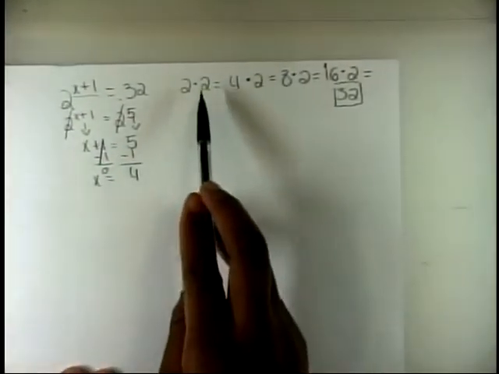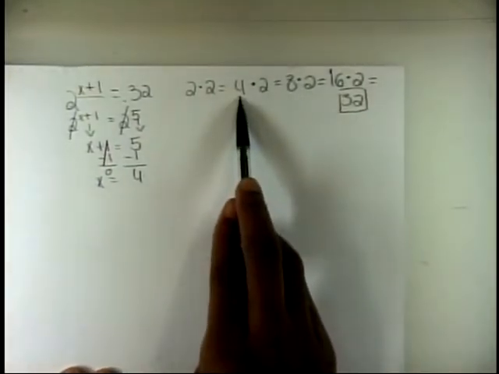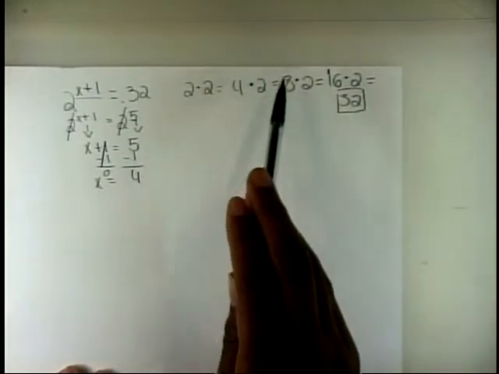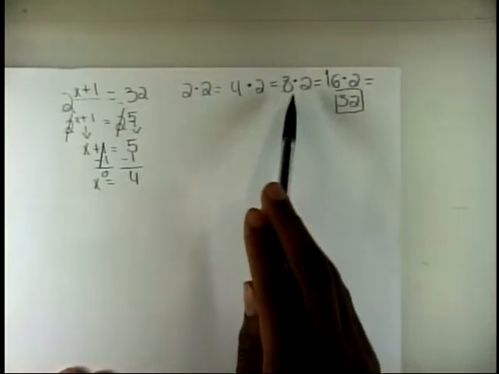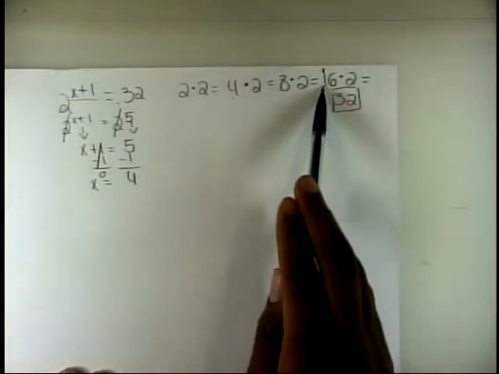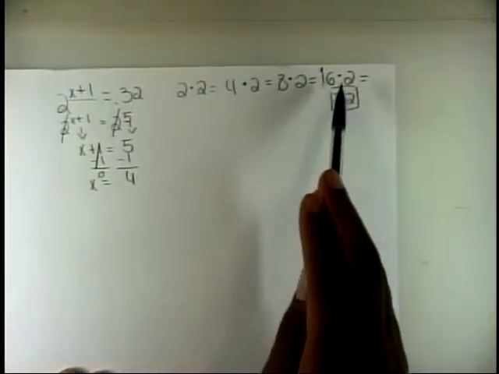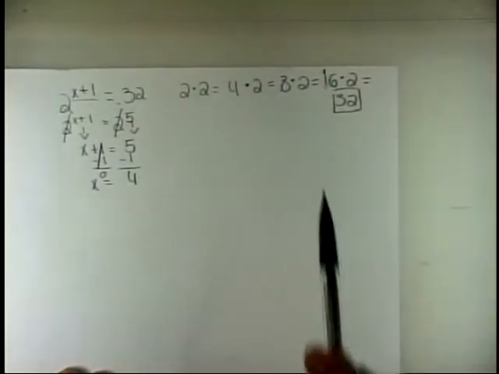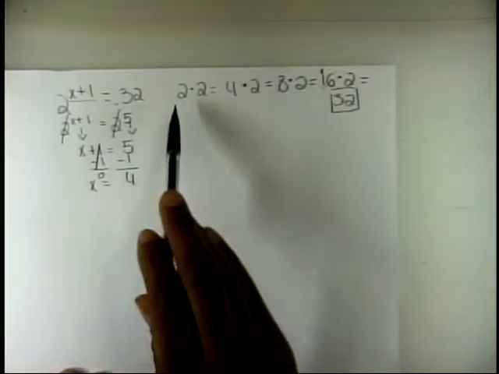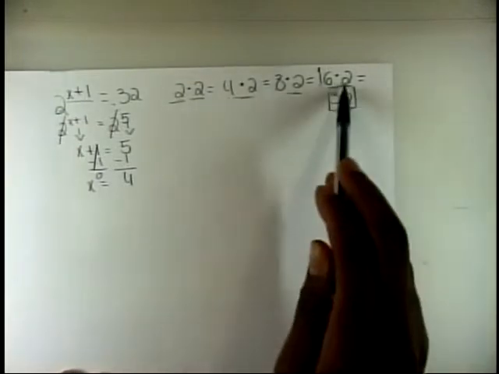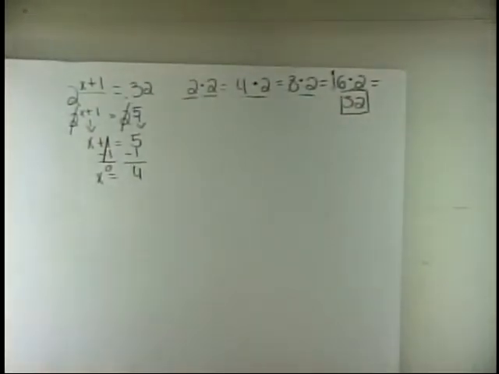So first we said 2 times 2 is 4. Well, that's not 32, so we went on and said 4 times 2 is 8. Well, that's not 32, so we said 8 times 2 is 16. Well, that's not 32, so we said 16 times 2 is 32. Then we went back and counted how many 2's we multiplied to get 32. So we said 1, 2, 3, 4, 5. So 2 to the 5th power will give us 32.